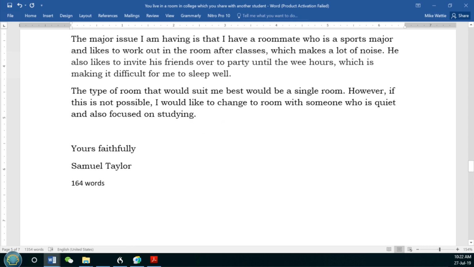Now we just have to close the letter. Yours faithfully, and then our full name. Full name because it's a formal letter. Doesn't make sense to just write Samuel who. And we write yours faithfully because we're writing a formal letter to a stranger. If we're writing to someone we know, it's better to use yours sincerely.